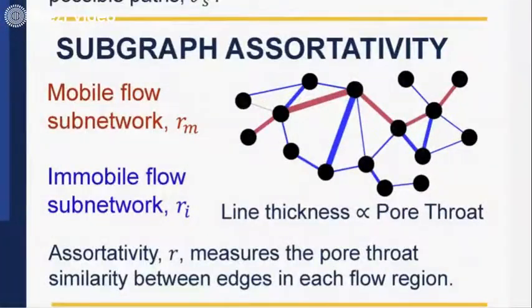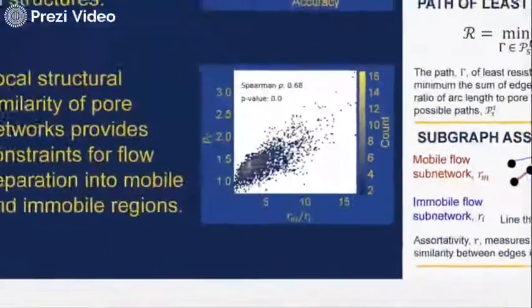To answer why paths form at these locations, we look to the network's structural organization. First, we took our graph and separated the edges in the mobile flow region, shown in red, from those in the immobile flow region, shown in blue. Note that the edge width in the schematic is proportional to the pore throat value. This creates two subnetworks. In each subnetwork, we calculated the assortativity, R, to measure the pore throat similarity in each of the flow regions, represented by the variable Rm for the mobile flow region and Ri for the immobile flow region.